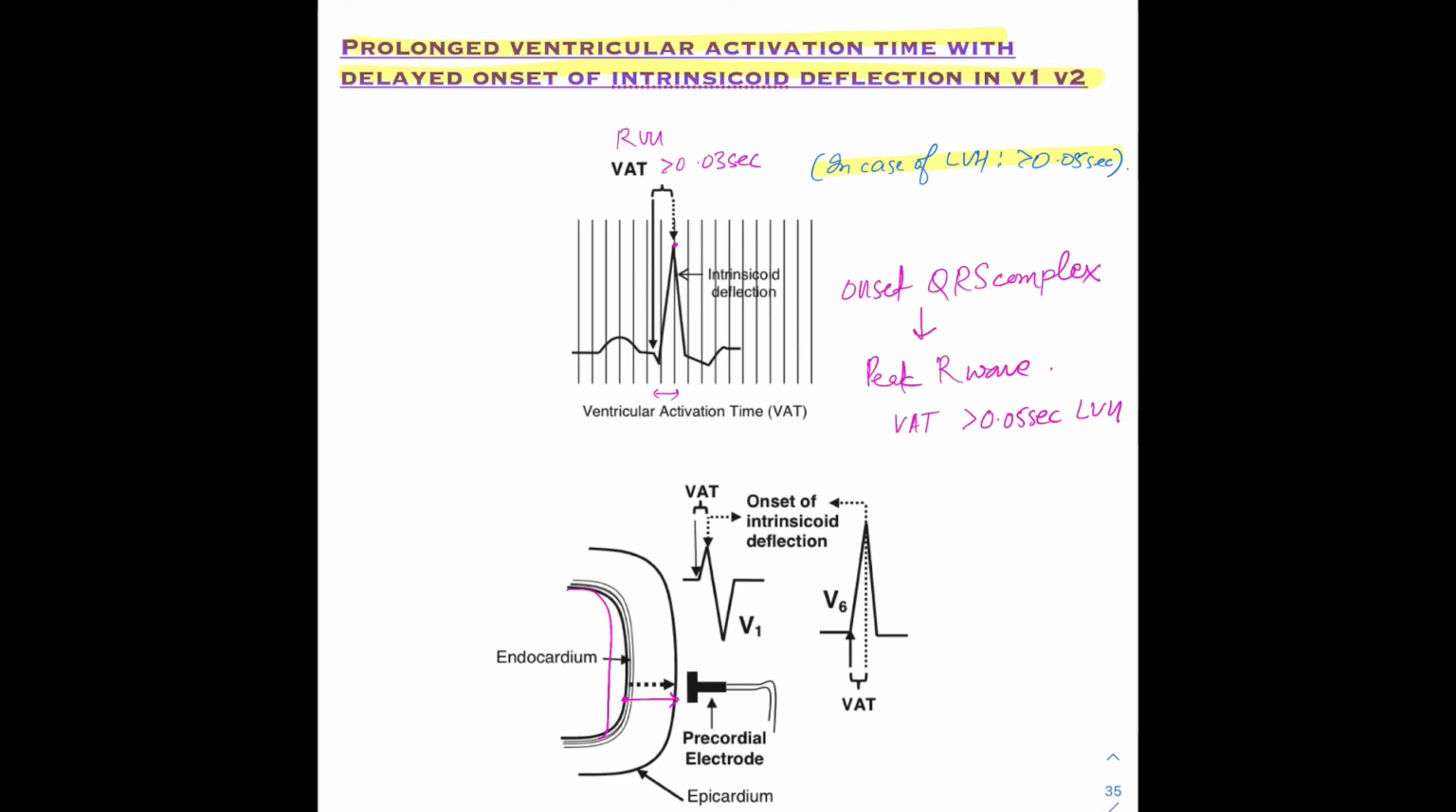The downward deflection from the peak of the R wave and its return towards the baseline constitutes the intrinsicoid deflection. This represents a state of the muscles of the ventricles when all the ventricular muscles have been depolarized and there is no net current flowing in the heart. Therefore, the electrodes are not recording any current and it's falling down towards the baseline. So the onset of this entire process will also be delayed.